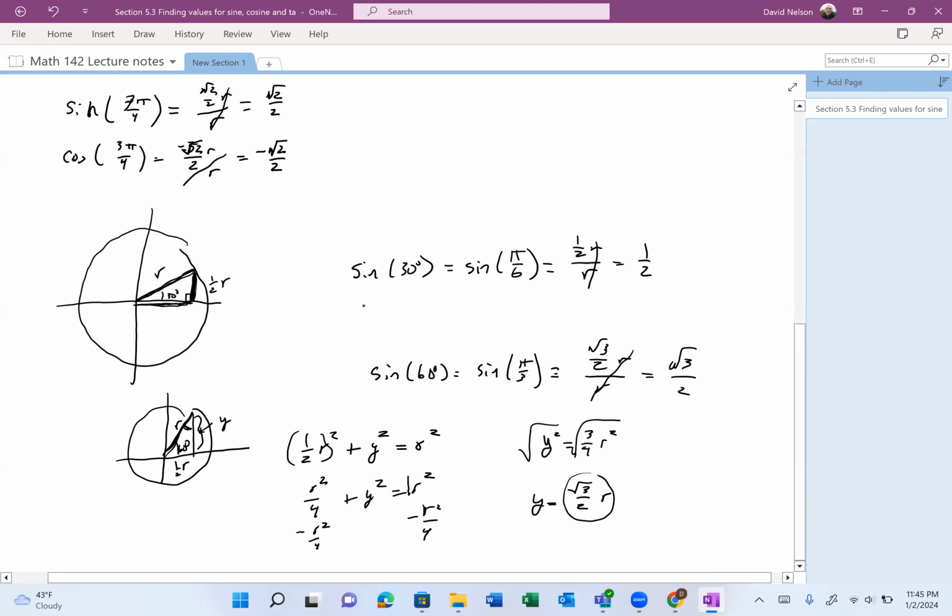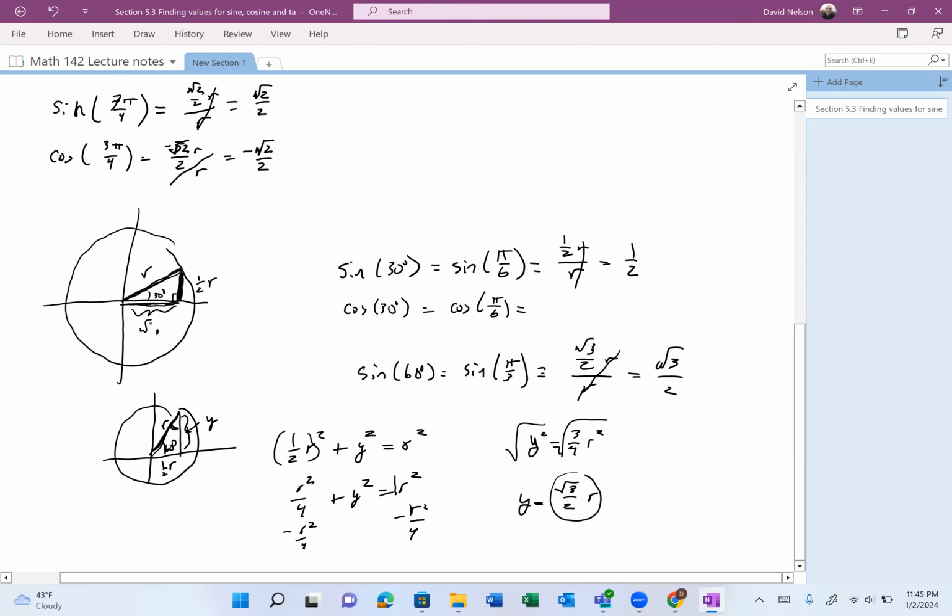If I want to go back and look at the cosine of 30 degrees, which is the cosine of pi over 6, that x coordinate, well, that's the same as the pictures I've done down here, the same measurements. What I'll find is the x coordinate here is root 3 over 2 times r. So the cosine would be root 3 over 2 times r divided by r. Again, the r's cancel off, and I end up with root 3 over 2.